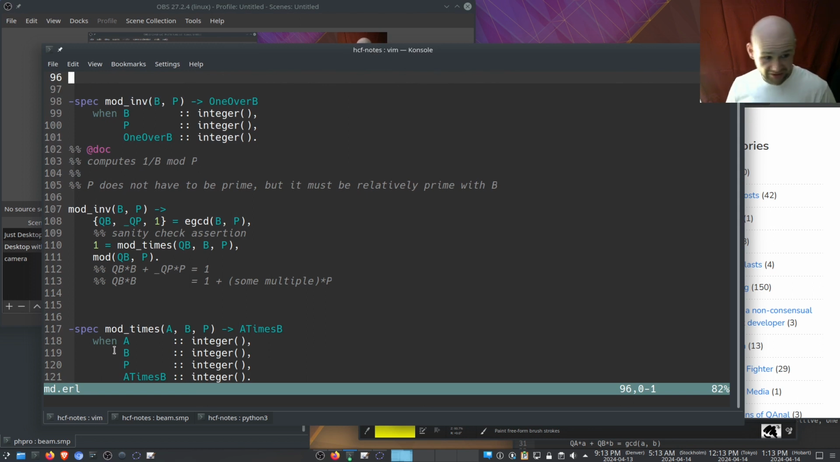It's super thrilling. But again, qb times b plus qp times p is equal to 1. So qb times b is 1 plus some multiple of p. And there we go. That's it. It's mod qb of p. And this is a sanity check. It's just checking that 1 is qb times b mod p. And let's just test this for a second.